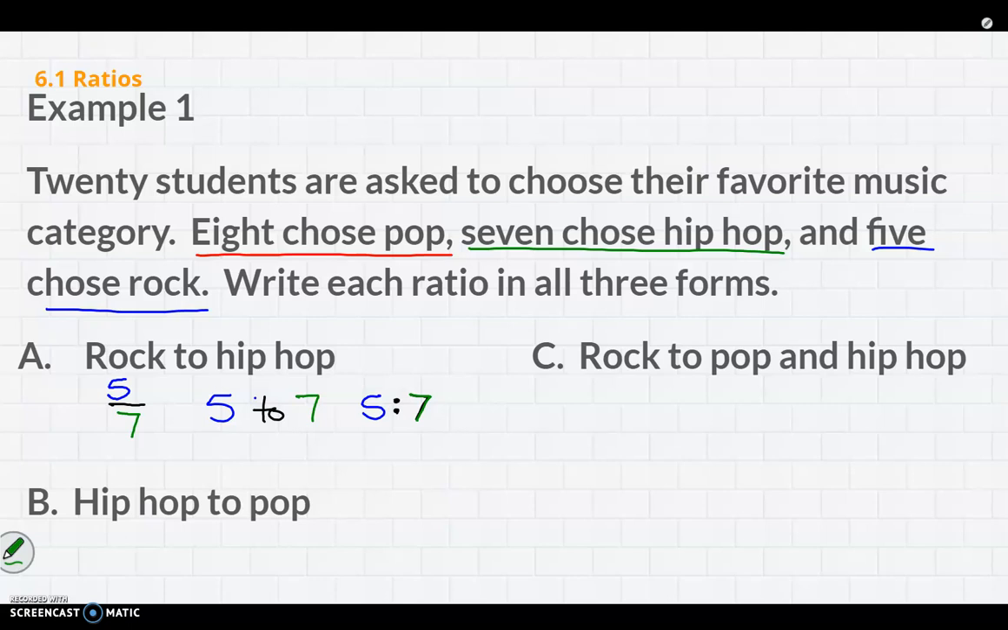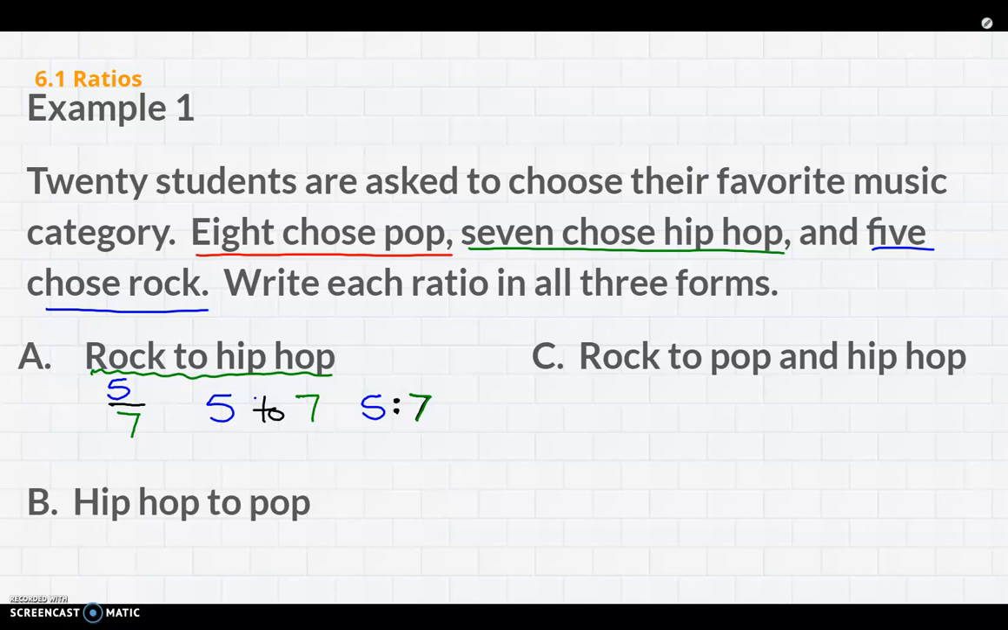Now be careful, if it specifically says rock to hip hop, you must do 5 to 7. If it were reversed and it said hip hop to rock, then it would be 7 to 5. So the order matters. You need to read the original question and make sure you have it in the correct order. Okay, let's try hip hop to pop.